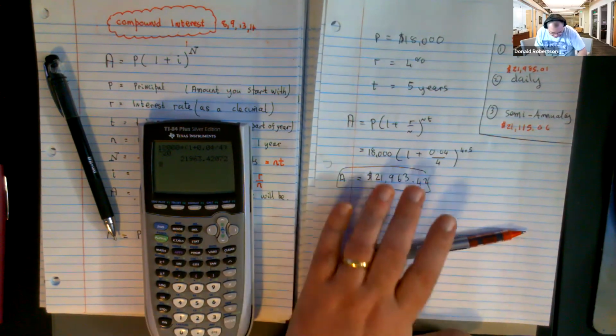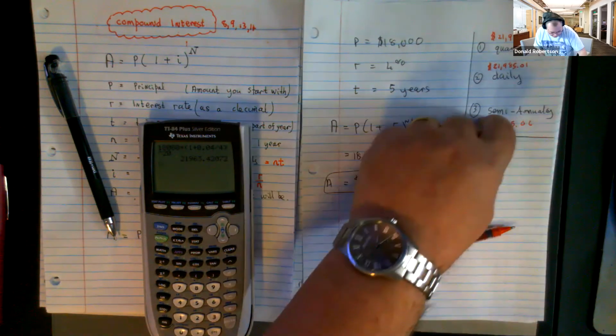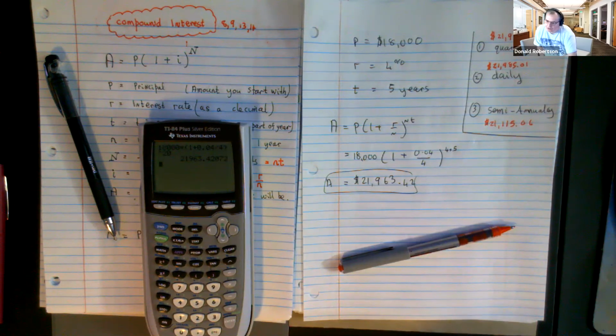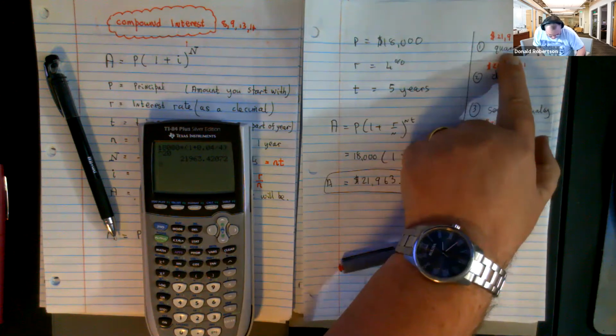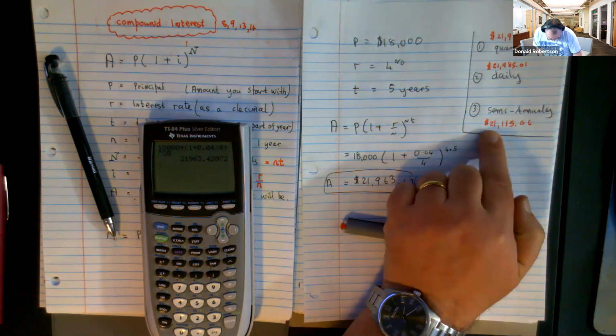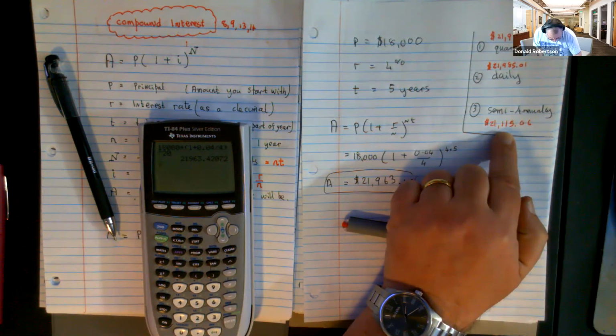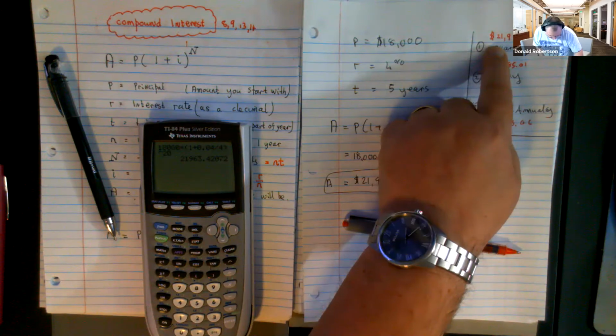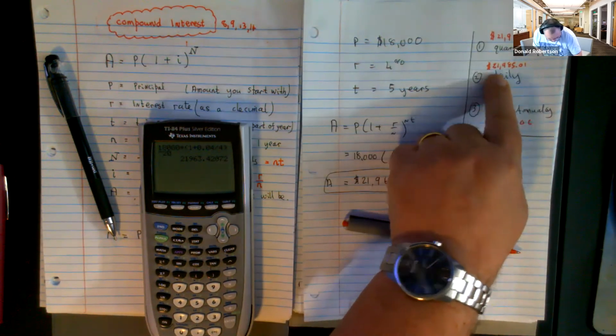Now, what might or might not surprise you is that these are different, even although everything else was the same. The only difference was when the interest was paid. So if it was paid daily, you got some interest every day. When it was done quarterly, you got this, and when it was done semi-annually, notice that it was 21,100. If you did it quarterly, it's 21,963, and if you did it daily, it's a little bit more.